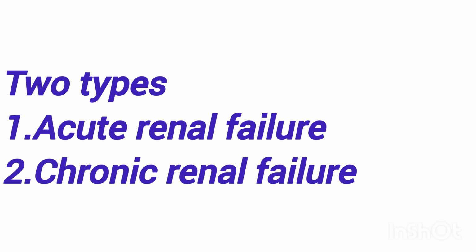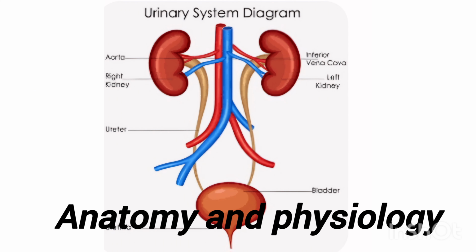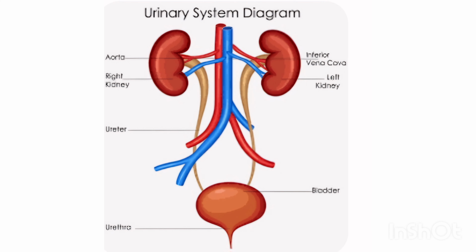Renal failure is classified into acute renal failure and chronic renal failure. In this video, we are going to deal with acute renal failure. Before starting the topic, we will have a brief discussion about the anatomy and physiology of the renal system. This is the picture of the renal system.